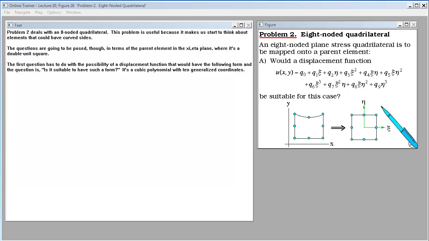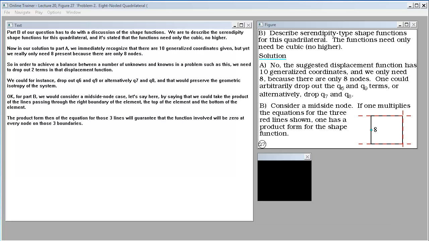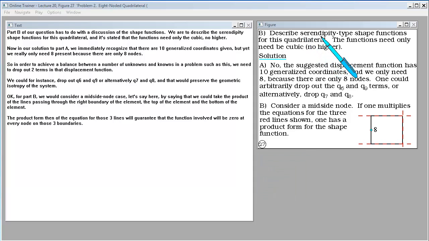The first question has to do with the possibility of a displacement function that would have the following form, and the question is, is it suitable to have such a form? It's a cubic polynomial with 10 generalized coordinates. Part B of our question has to do with a discussion of the shape functions. We're to describe the serendipity shape functions for this quadrilateral, and it's stated that the functions need only be cubic, no higher.